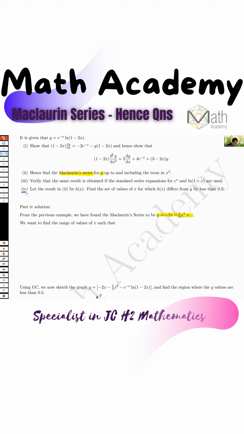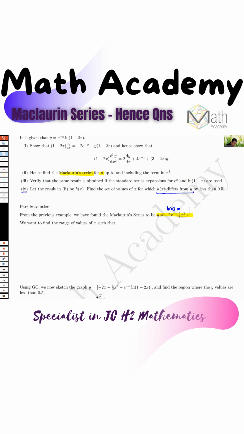They are saying now that we let the Maclaurin series that you have found in part 2 be called h(x). So this is your h(x). They say let the part 2 answer be h(x), which is this. There will be this kind of phrase that appears. Can we find the values of x for which h will differ from y by less than 0.5?